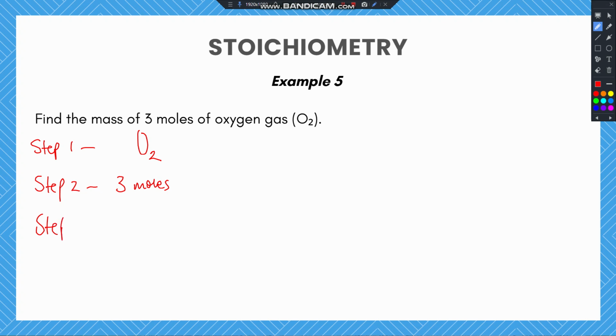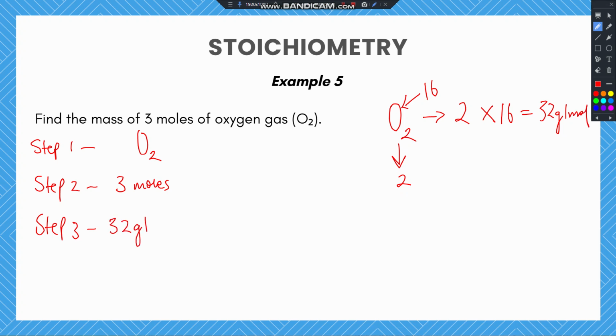Step number 3, calculate or identify the molar mass. Well, we have oxygen O2. What's the molar mass of this? Well, it's simple. Oxygen appears 2 times. So we have 2 multiplied by the atomic mass of oxygen, which is 16. So 2 times 16 gives us 32 grams per mole. So let's put that out, 32 grams per mole.